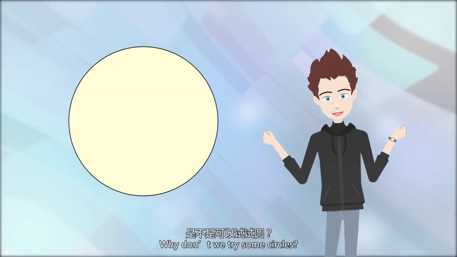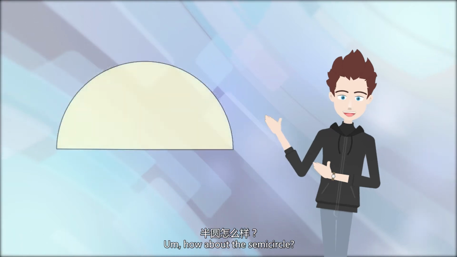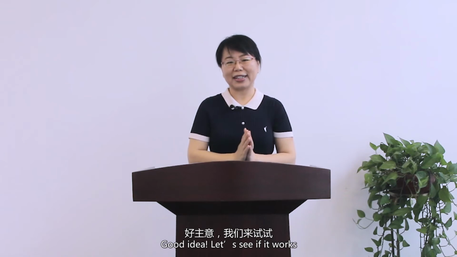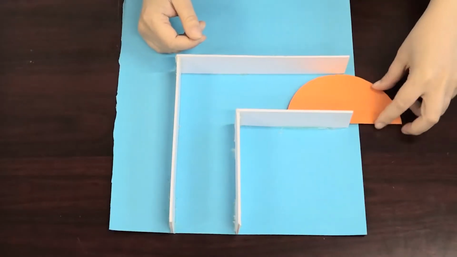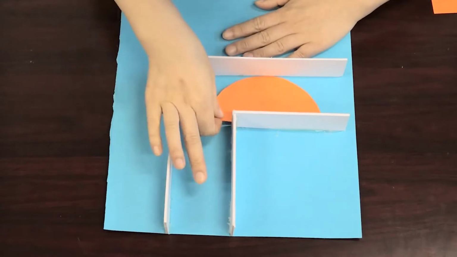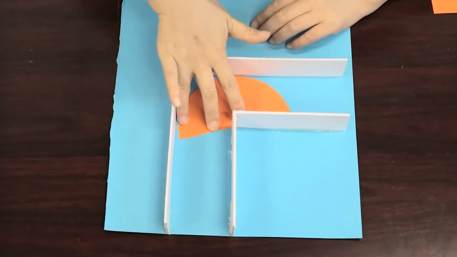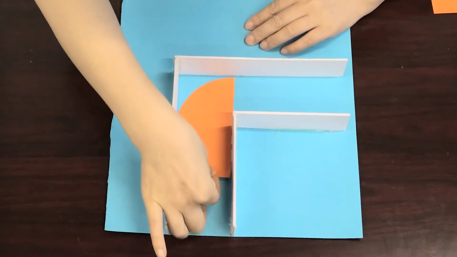Jack, what do you think? Why don't we try some circles? How about the semicircle? Good idea. Let's see if it works. So let's try it. This is the hallway. This is the semicircle. So this semicircle moves upward. At this corner, it rotates. Then it moves on. Yeah, very good.